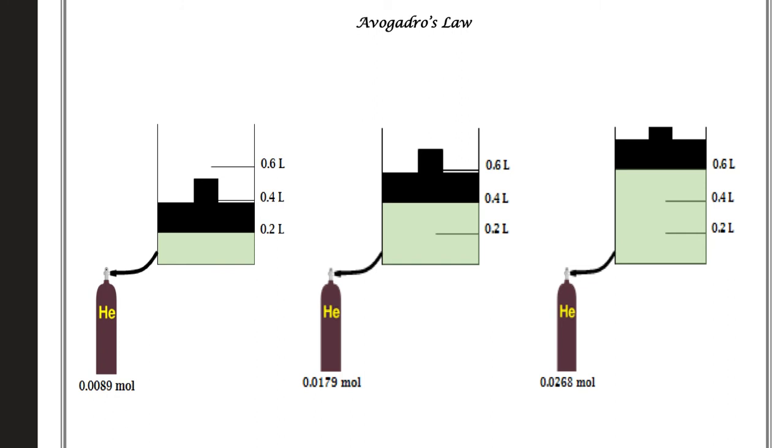Volume is going up. As you look, I don't know if you can see it real clearly, this is 0.0089, 0.0179, 0.0268. So the number of moles are going up. And what's happening to our volume? It's going up too. What kind of relationship would this be? Direct. As one thing goes up, the other thing goes up.